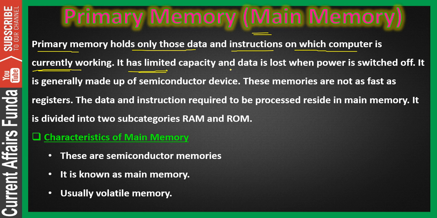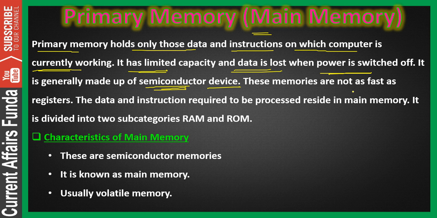So it is limited in capacity, and your data is lost when power is switched off. The data in your primary memory, main memory, is not for lifelong. When your computer gets switched off, your data also gets lost. It is generally made up of semiconductor. Please note down: using which device is your primary memory made up? The answer will be semiconductor device. So your primary memory is constructed using semiconductor devices.